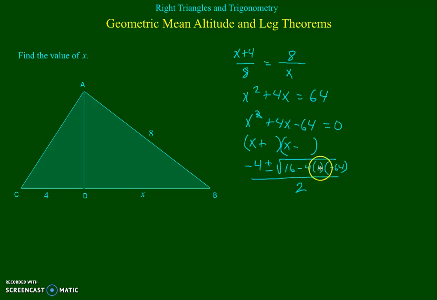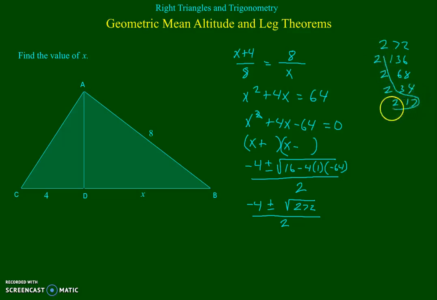So now this discriminant is going to come out to 272, and negative 4 plus or minus that over 2. 272 is going to simplify to 2 and 136, 2 and 68, 2 and 34, and 2 and 17. So these are our prime factors, and we're going to have two pairs, so it's 2 times the square root of 17. So this is going to be negative 4 plus or minus 4 square roots of 17 all over 2.